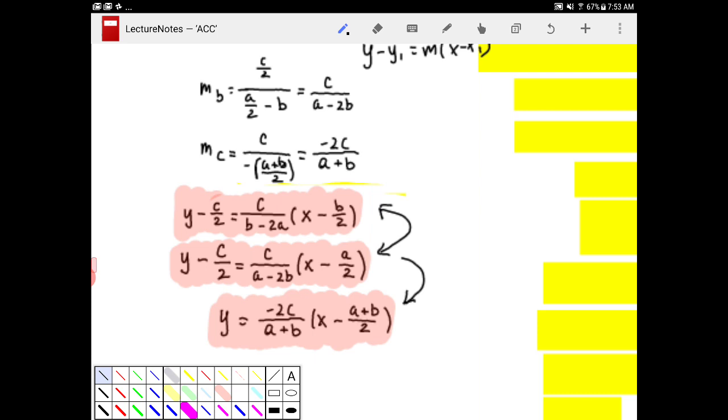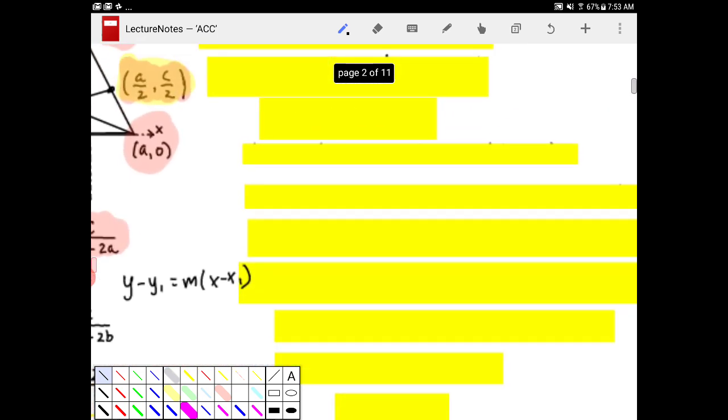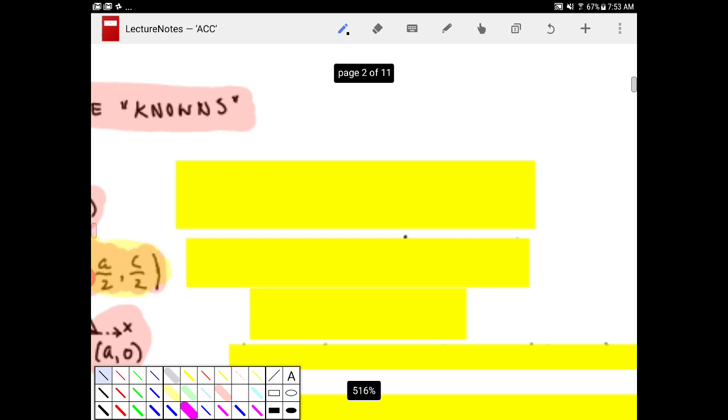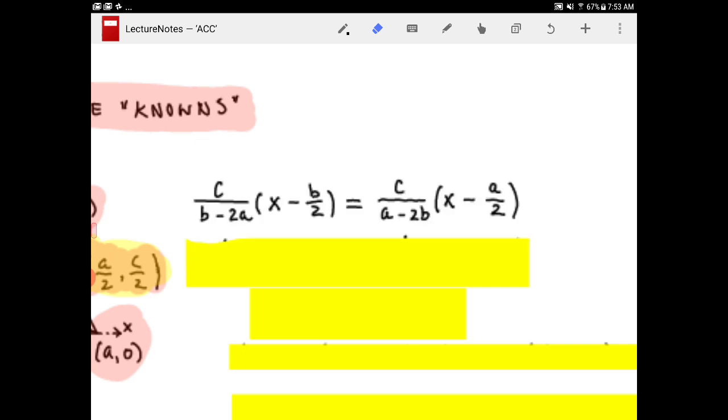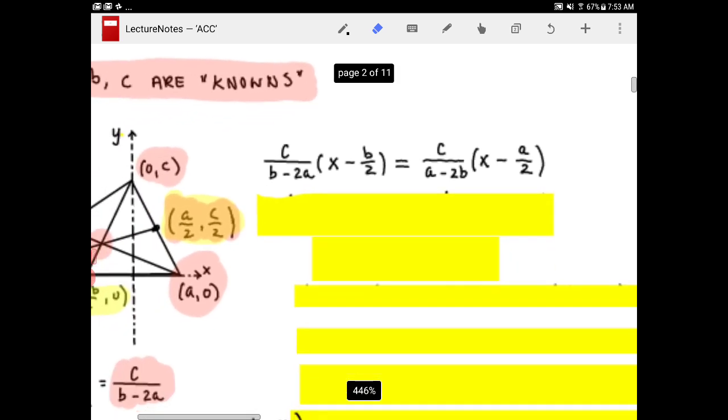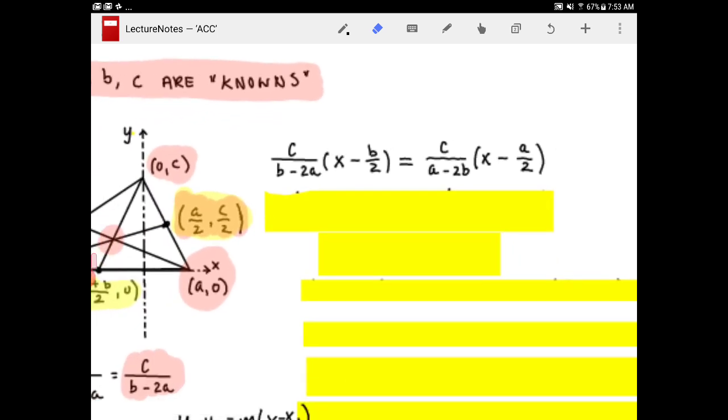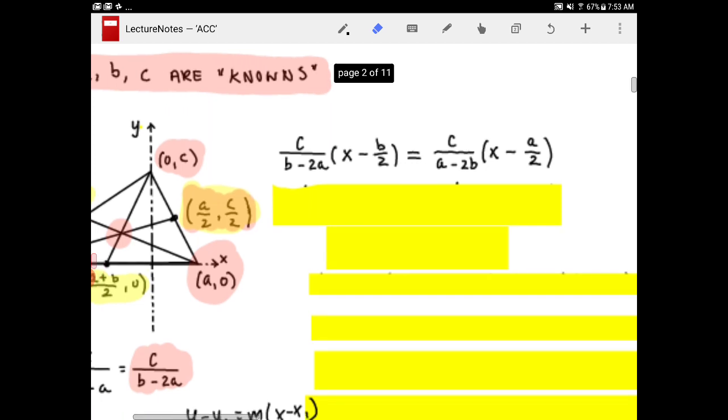I'm going to take the first two equations that I found, equate them to one another, and then substitute the x-coordinate into that third equation. So let's see what happens. All right. So I isolated y for both equations. So again, c over b minus 2a times x minus b over 2 is equal to c over a minus 2b times x minus a over 2. So I take those two equations, and they were equated to one another.